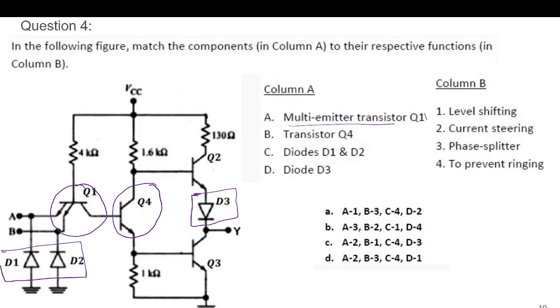So the multi-emitter transistor is providing the current steering, and this one is used as the phase shifter. These diodes we will discuss, and D3 will be used as a level shifter, and this one will be preventing this ringing effect.